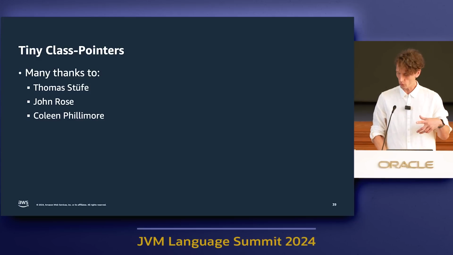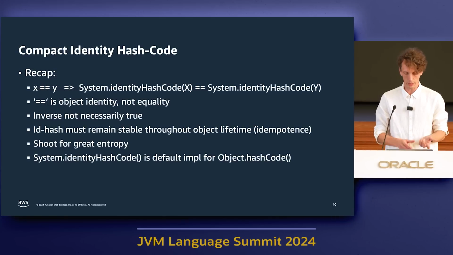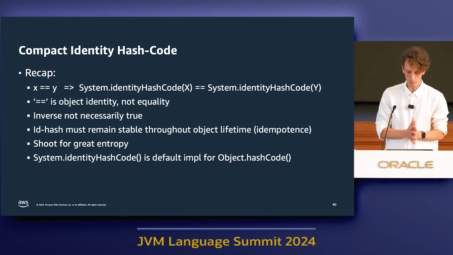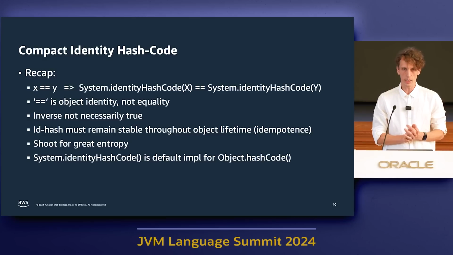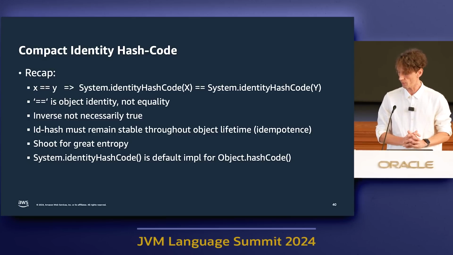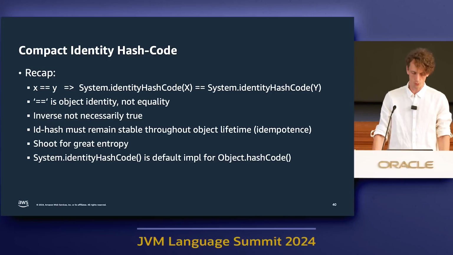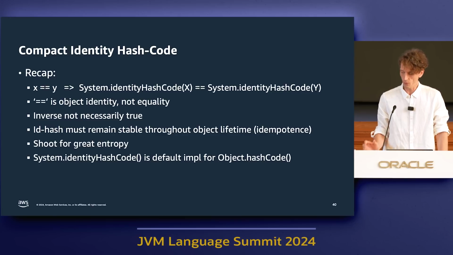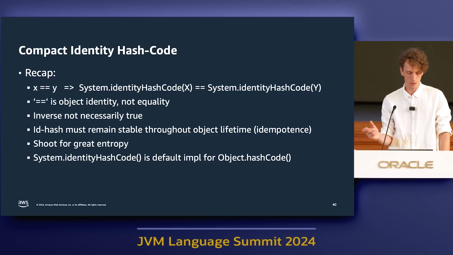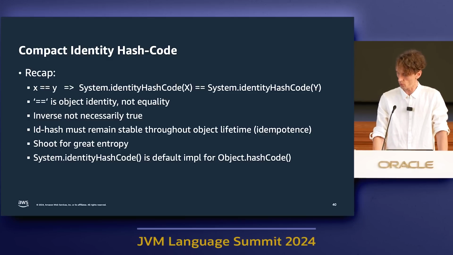With this, I want to change the topic a little bit and talk about compact identity hash code. Quick recap of what this is about. There's an API in java.lang.System called identityHashCode. It gives you a hash code for any object. The contract is that if you have two references to the same object, then the identity hash code must be the same too.